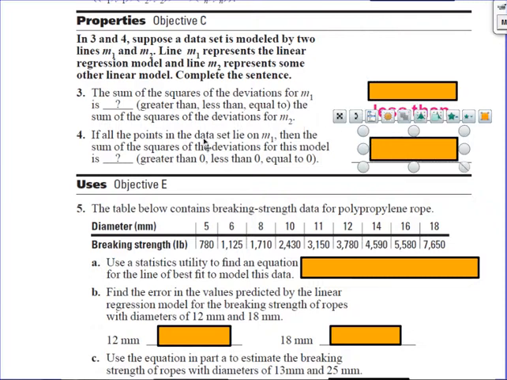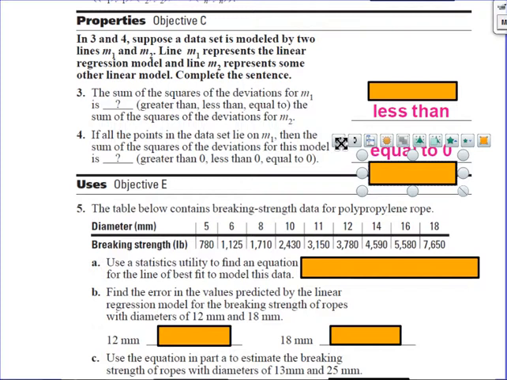If every point lies on M1, then the sum of the squares of the deviations for this model is, if there are no deviations, if every data point lies on the line, then there won't be any deviations, which means I'll be squaring a whole bunch of zeros, adding a whole bunch of zeros up, and you're going to get 0.